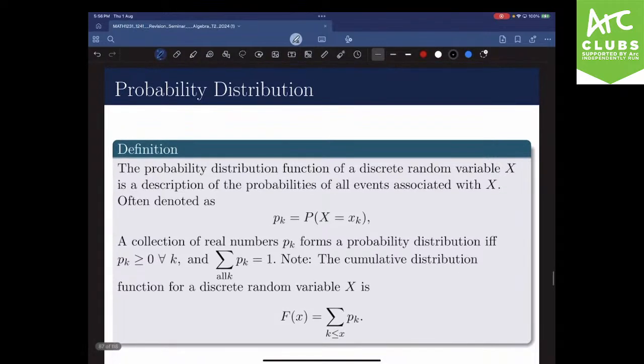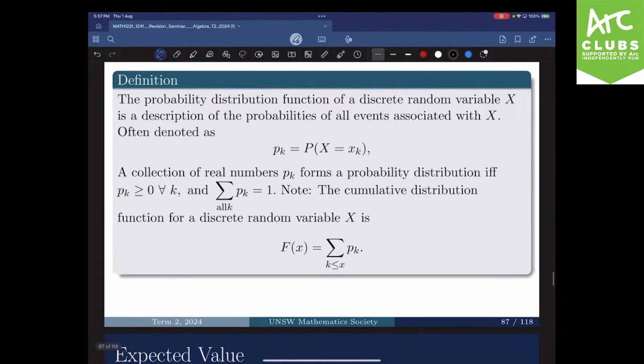Next, we have the probability distribution function. The probability distribution function just tells us all the probabilities associated with any random variable x. So whenever x is equal to a certain x subscript k, our probability distribution function just tells us that specific given probability.